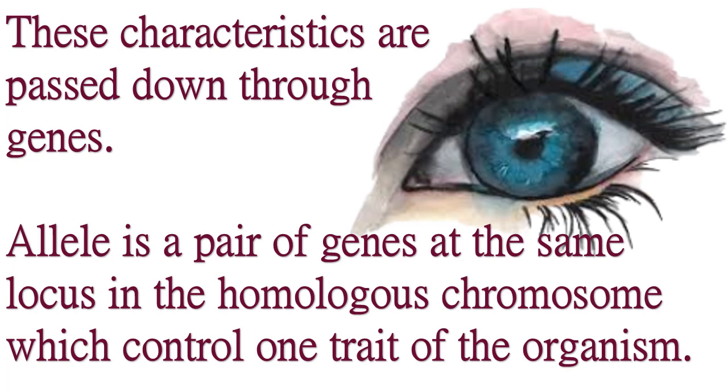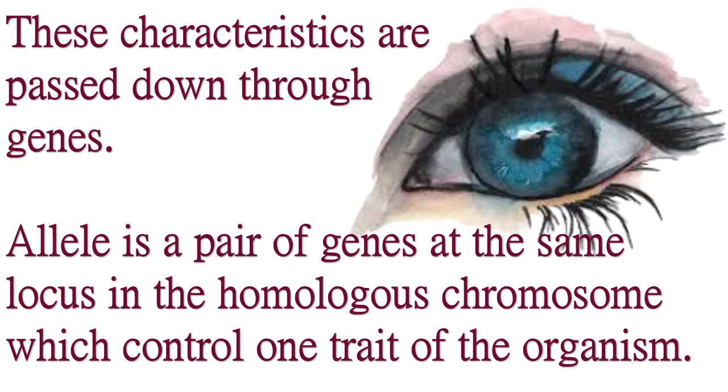In the Genetics Part 1 video, you have learned that genes are the basic units of inheritance found in chromosomes. Genes control certain characteristics in humans. These characteristics are passed down through genes from one generation to the other generation.